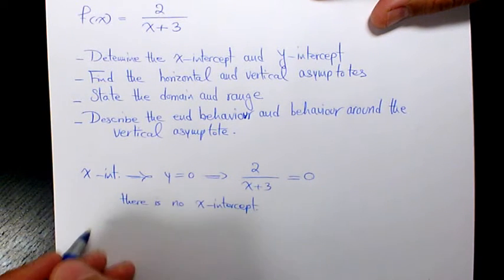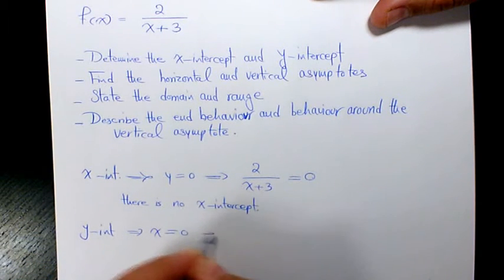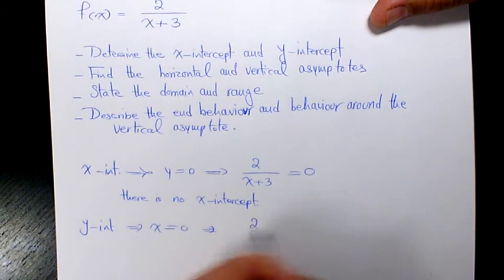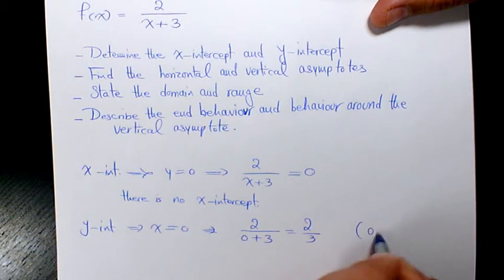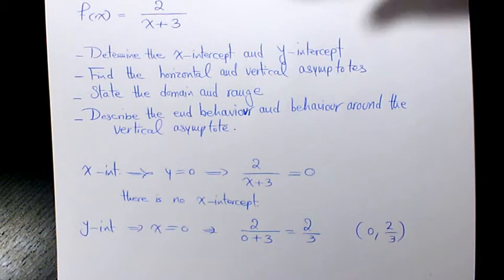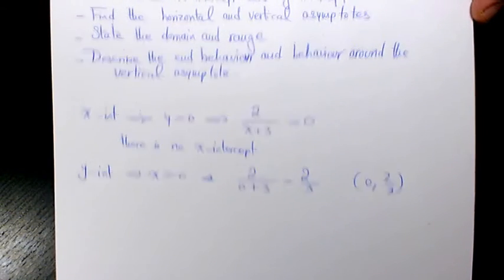What about the y-intercept? The y-intercept is when x is 0. So 2 over 0 plus 3 is 2 over 3. So the y-intercept is (0, 2/3). It's the point where this function crosses the y-axis because x is 0.